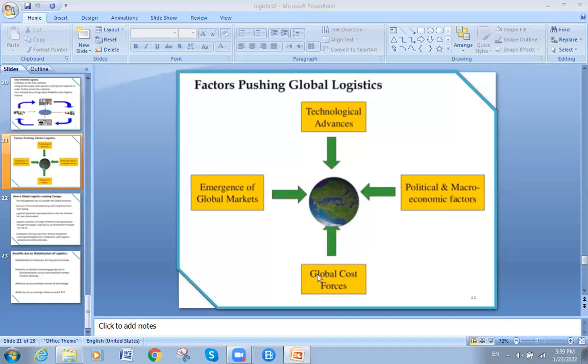Also, we have the global cost forces, and this also affects the global logistics system. So here, those are the 4 points which affect and push the global logistics system. So I will go to a question right now, and I will put a new slide.